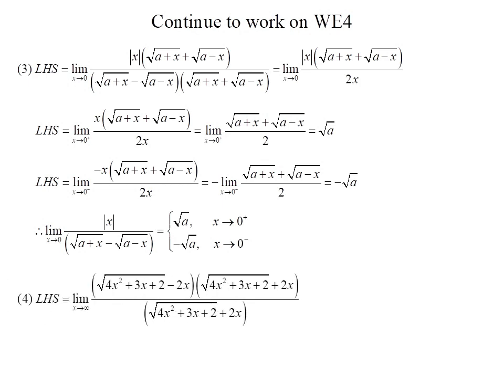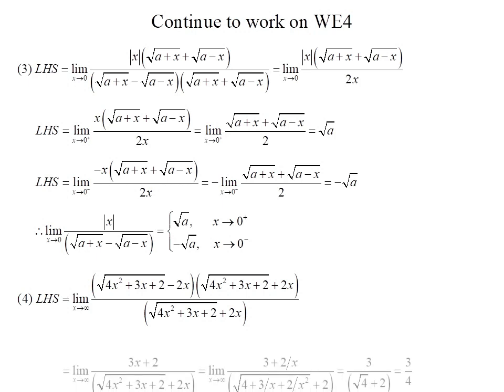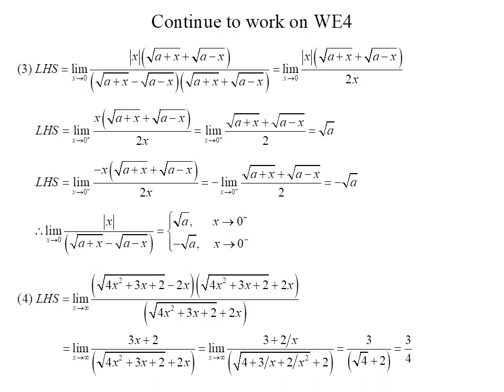In question 4, the expression is multiplied and divided by its conjugate. Thus, it becomes the limit of 3x plus 2 all over the sum of the square root of 4x squared plus 3x plus 2, and 2x. After both numerator and denominator are divided by x, and then substituting 1 over x by 0, the limit equals 3 over 4.